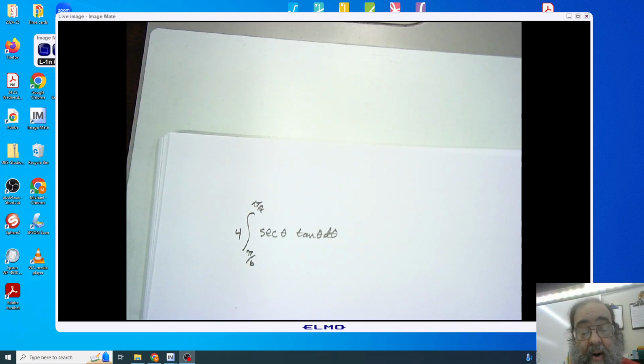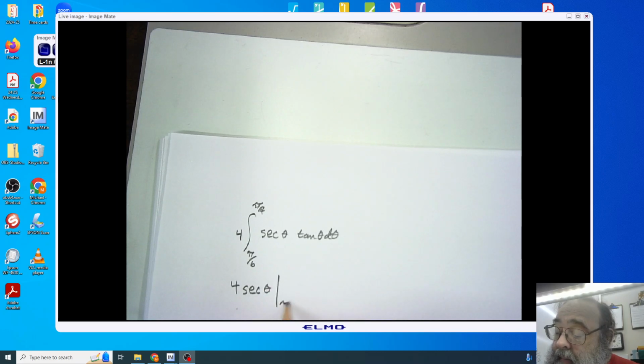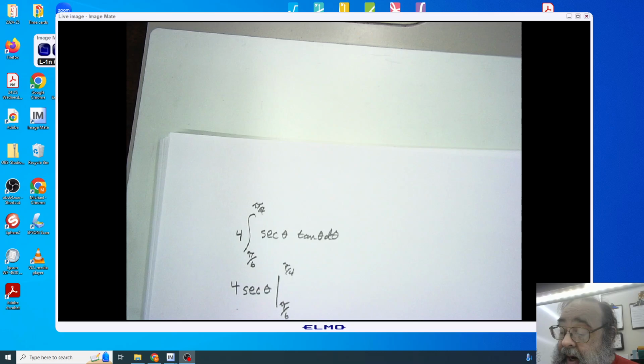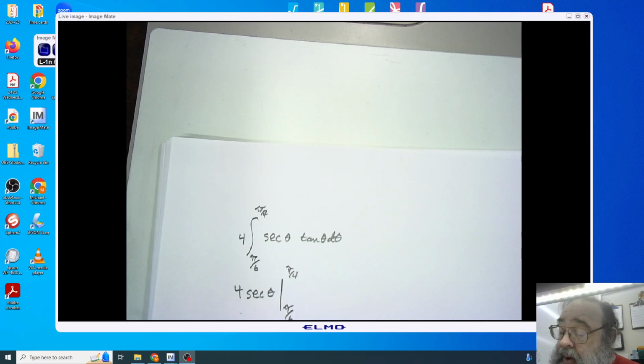Here we're just using our basic integration. We know secant theta tangent theta d theta integrates into secant theta. So I have 4 secant theta from pi over 6 to pi over 4. When I plug these in, I end up getting 4 times the square root of 2 from pi over 4 minus 4 times 2 over the square root of 3.